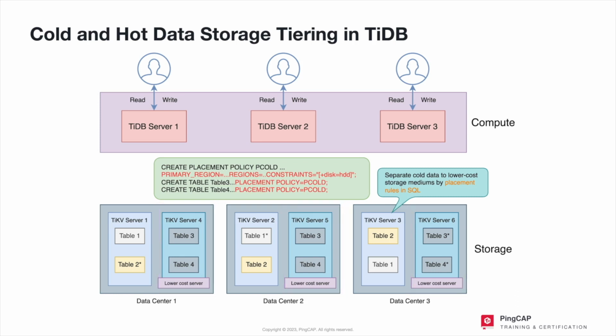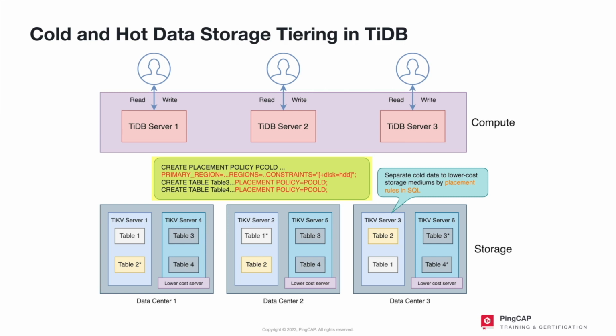As before, we will use SQL statements to create our placement rules. So take a look at the create placement statement in the middle of the diagram. This is very similar to the one we saw previously. We will create a placement policy named pcold. We will set two parameters, primary_region and regions. This will determine where TiDB stores the data for the tables that the pcold placement rule uses. The constraints equal option specifies the disk type, in this case HDD.